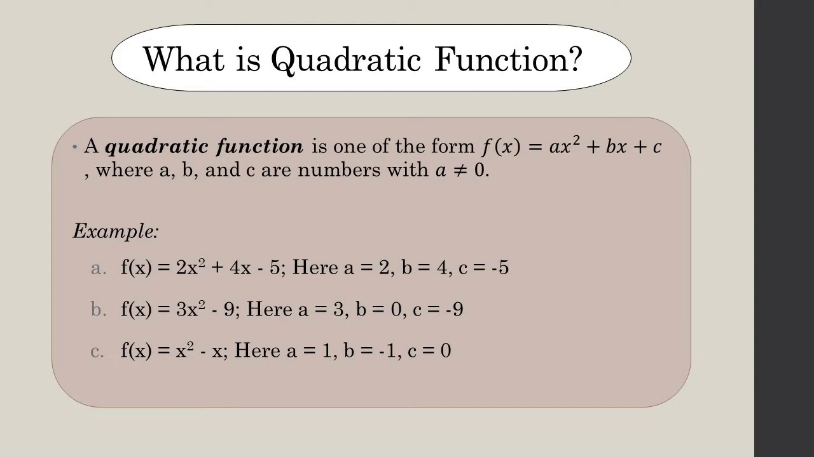A quadratic function is one of the form f of x is equal to ax squared plus bx plus c, where a, b, and c are numbers with a not equal to 0. For example, we have the function of 2x squared plus 4x minus 5. So here, our a is 2, b is 4, and c is negative 5. Another example, a function of 3x squared minus 9, where a is equal to 3, b is equal to 0, and c is equal to negative 9. And lastly, the function of x squared minus x, where a is equal to 1, b is equal to negative 1, and c is equal to 0.